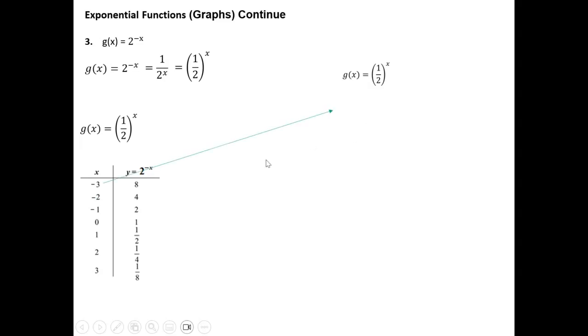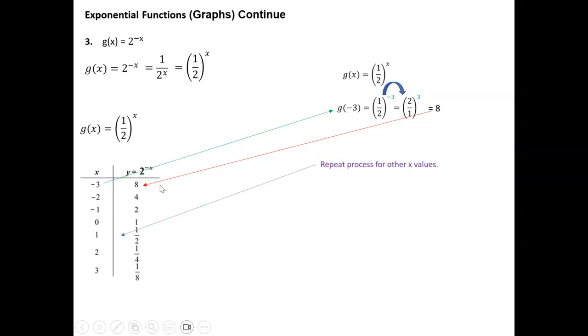And here's my work. If I plug in -3 for the x, we're going to flip it, we use the reciprocal and make it positive. So it's going to give us 8. So when x is -3, my y is 8. And if we repeat the process for the rest of the x values, these will be my results. And the graph starts high and it goes low.